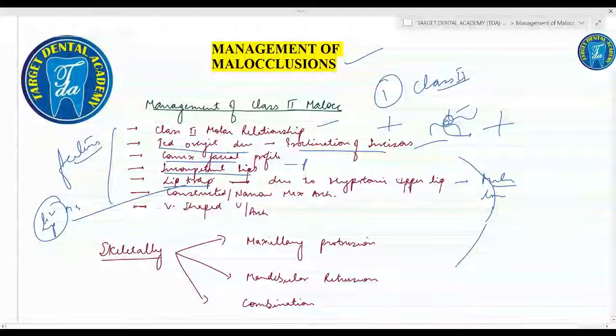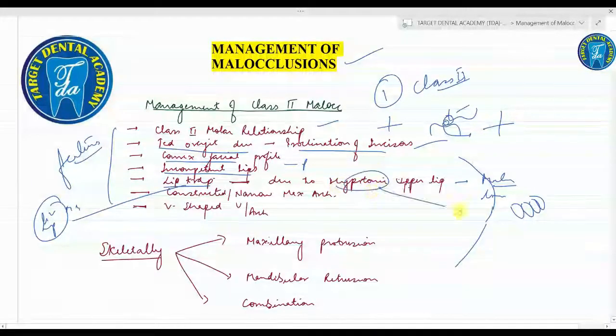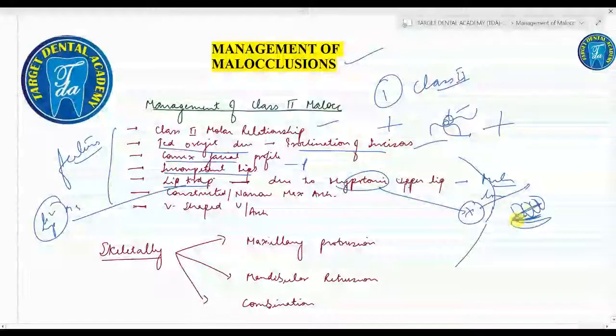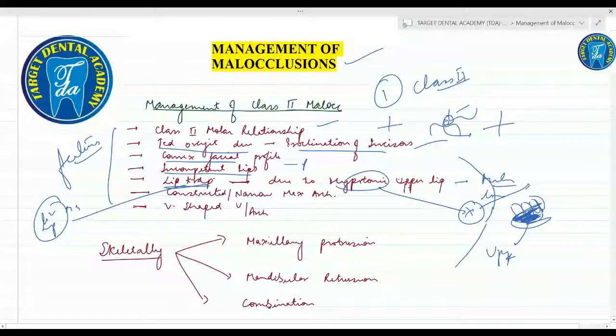So what is lip trap? Due to the proclination of the upper incisors and the hypotonic upper lip, no lip seal is formed and the lips are incompetent. The patient is unable to close the lip. Right? So this is the proclination of the upper incisor. In this, the patient may place the lower lip, suppose this is the lower lip, against the palatal surface of the upper incisor. So this is what we call a lip trap.